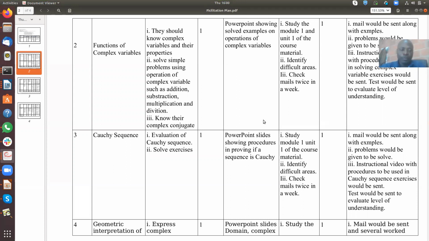Last week, we completed discussions on functions of complex variables, and I gave us some assignments, some questions to solve. If you have any problems in solving the problem, you can ask before we move to the next things we are supposed to do for this week.